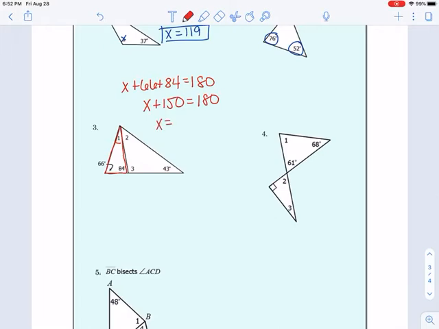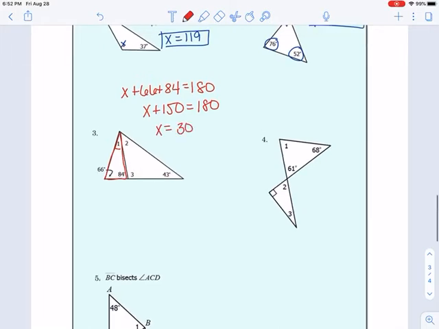Subtracting 150 from both sides, I should get an answer of 30. So the measure of angle 1 is going to be 30 degrees. All right, so let's find angle 2 and angle 3 now.